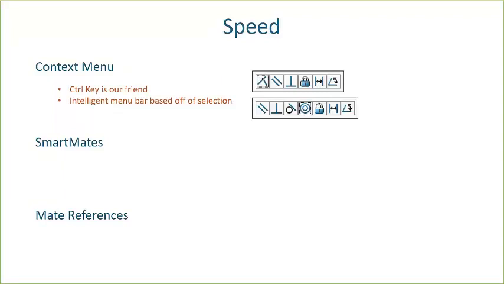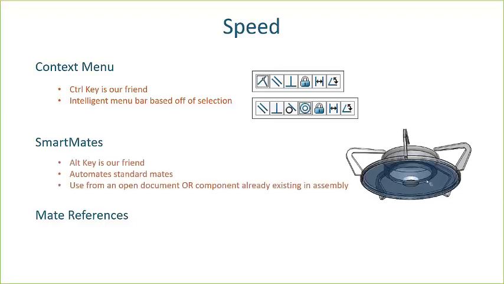Smart mates, similar to that, this time using the Alt key, where we can just drag, pre-select the faces or edges, and drag those to where we want them, whether the component is in the assembly or in a tiled separate window. And finally, for those standard parts, taking those smart mates a step further, building those mates into the file themselves so that it knows when we bring it into the model what type of mate we want to add and allow it to snap into place for us.